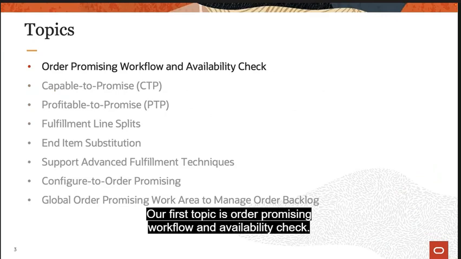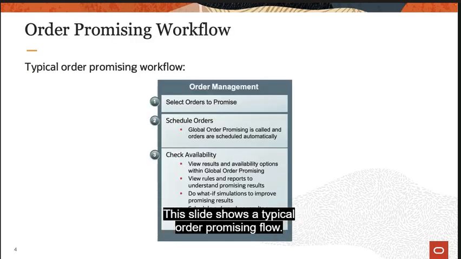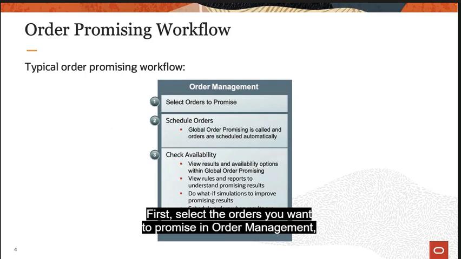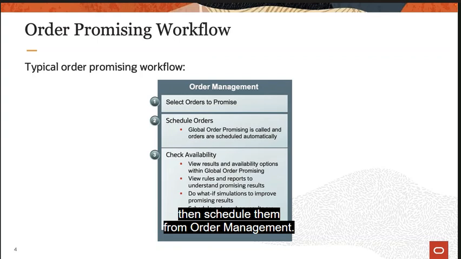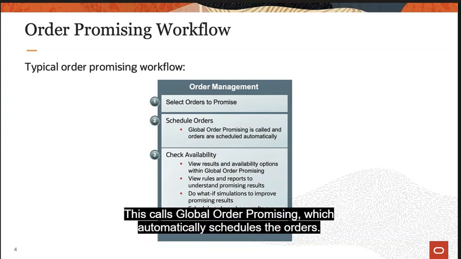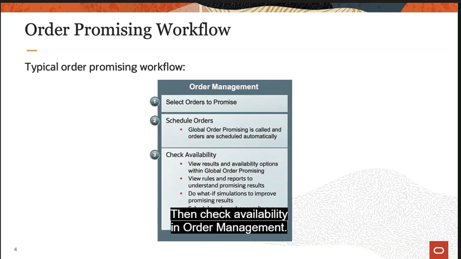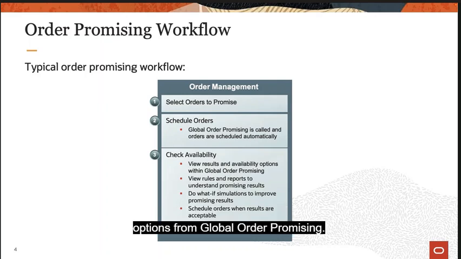Our first topic is order promising workflow and availability check. This slide shows a typical order promising flow. First, select the orders you want to promise in order management. Then, schedule them from order management. This calls global order promising, which automatically schedules the orders. Then, check availability in order management. Do this by reviewing results and alternative availability options from global order promising.